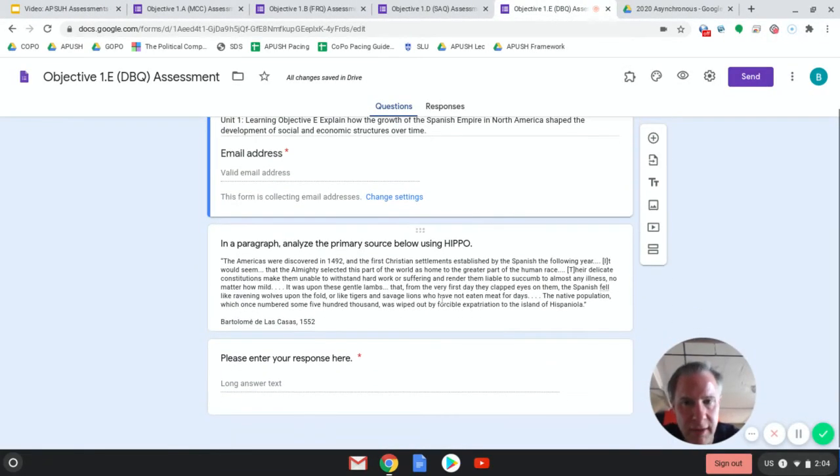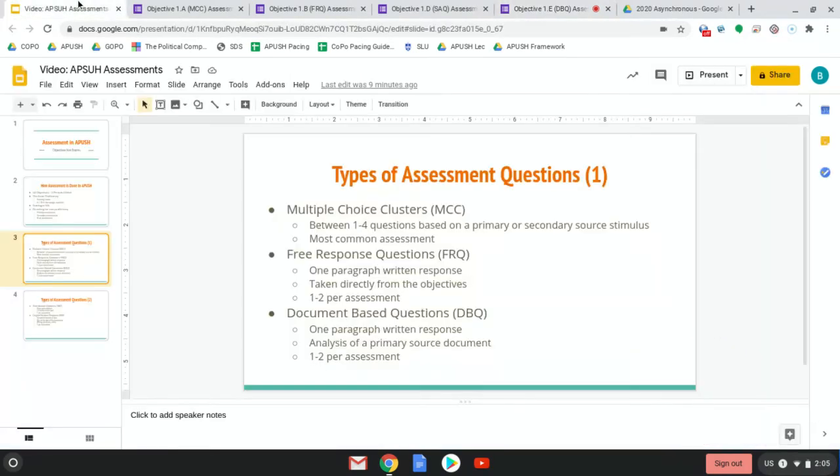So for example, here is a primary source document from someone called Bartolomé de las Casas. And what we're going to have you do is just write a paragraph where you break that document down and do an analysis of things like purpose and point of view and audience and historical context. We call those HIPPO, and you'll learn those in the summer writing seminar. Again, not voluminous, just correct. That's what we're looking for.